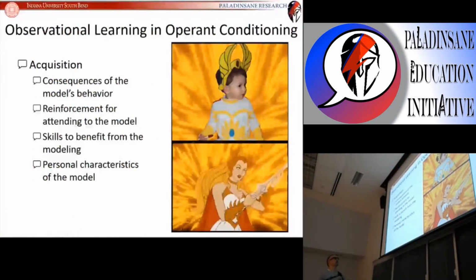And incidentally, one last little aside, personal characteristics of the model and modeling behavior. All of these consequences of the model's behavior, especially personal characteristics of the model, if you noticed the recent upswing in alt-right and basically racist rhetoric in our culture, it coincided with a certain person getting elected to the office of president, and it happened partially because the consequences of the model's behavior were reinforced, and the personal characteristics of that model matched up with their characteristics, so they were more likely to imitate that particular behavior.